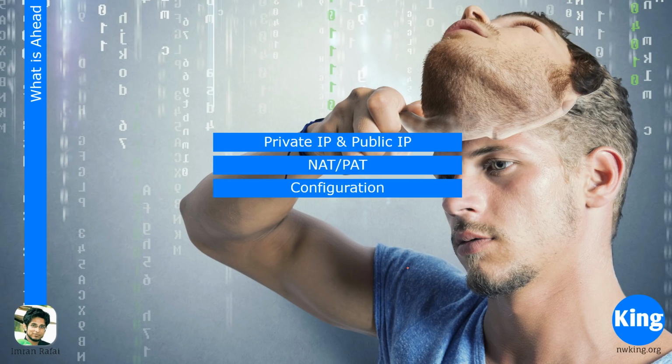So what are we going to look at in today's video? We're going to look at three things. We will do a recap. We have already done private IP and public IP, so we do a recap of what public IP and private IP are, and then we will look at what a NAT or PAT is, and then of course we will look at the configuration for each of those things.